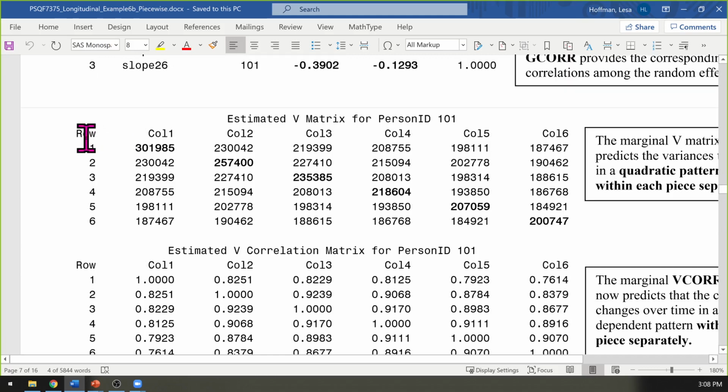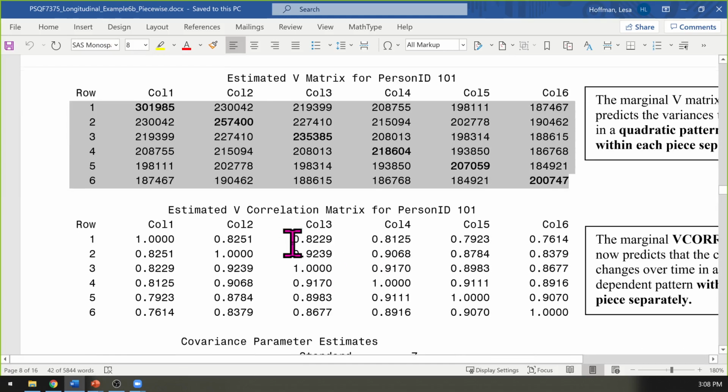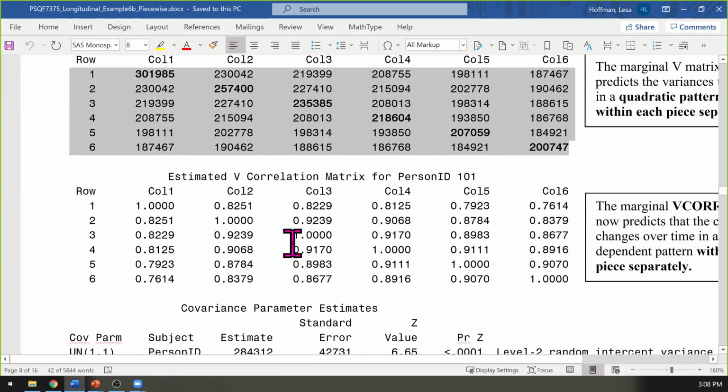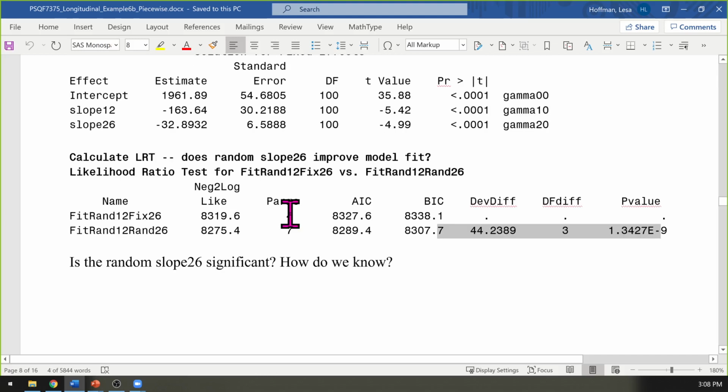And now we have a V matrix that looks a little more reasonable. It's 2 different sets of quadratically changing variances, one for each piece. And does that help? Yes, it does. So that means what? If I added random slope 2,6 and it significantly improves model fit, that means what?